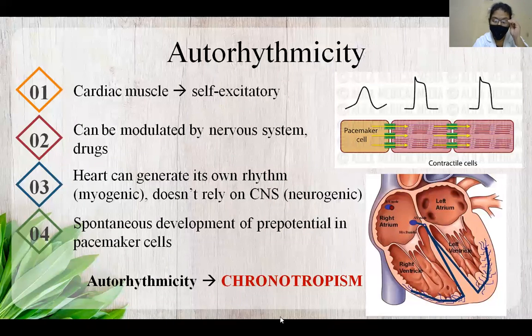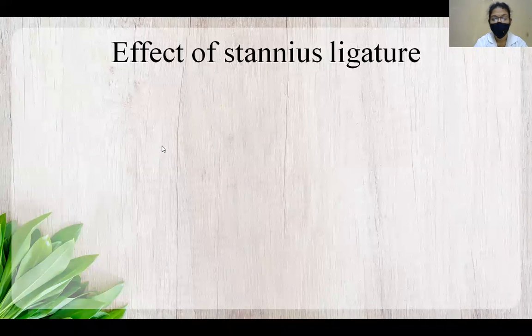Or the rate, heart rate, another name is chronotropism. Now, to study how much is the heart rate of different parts of tissue, we have an experiment known as the effect of Stannius ligatures. Okay, so these are special ligatures.